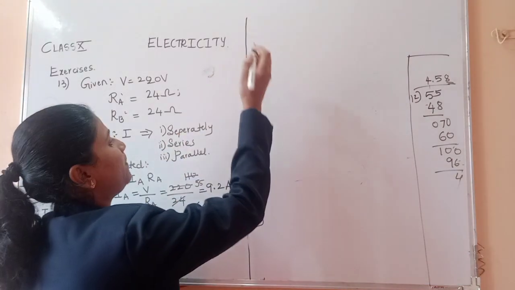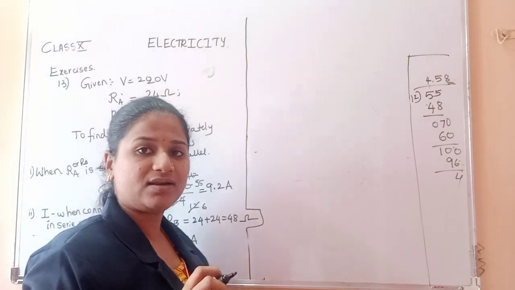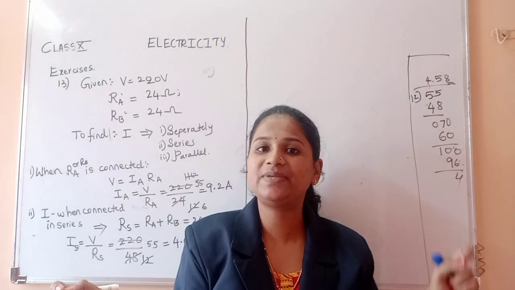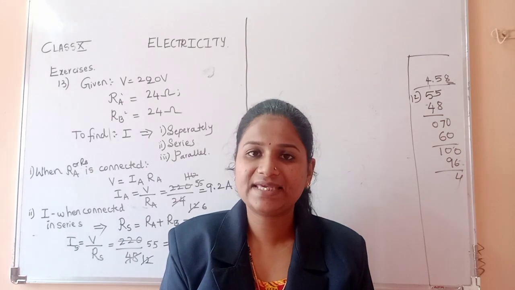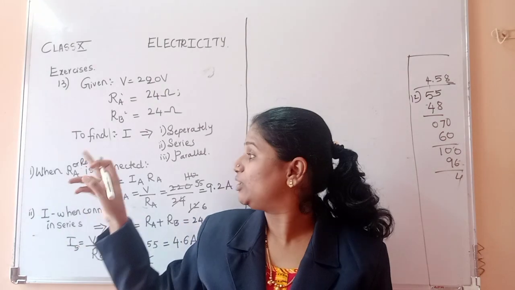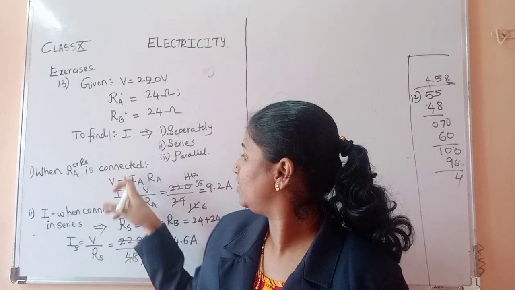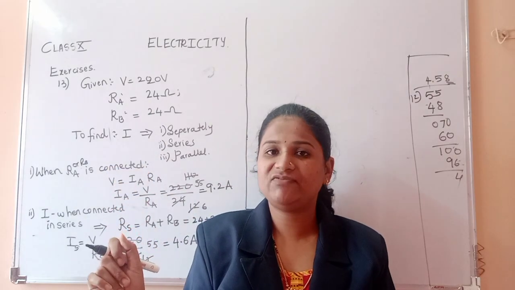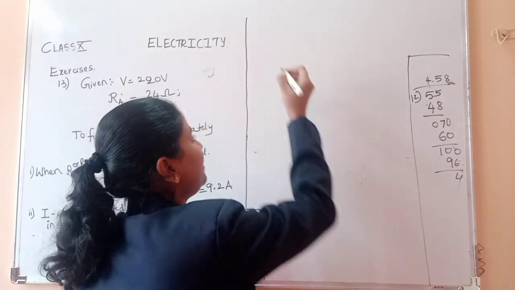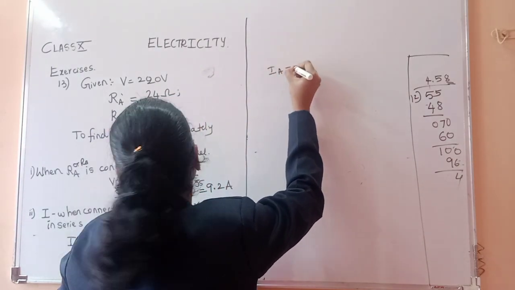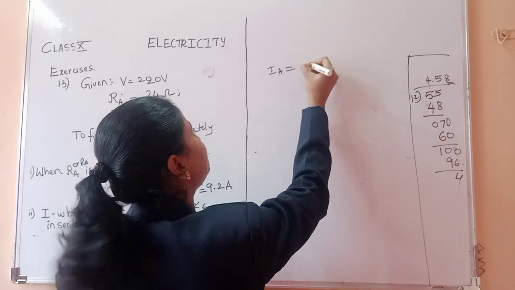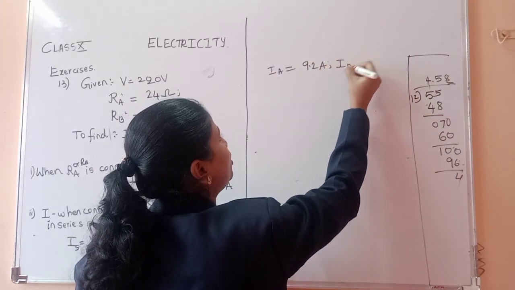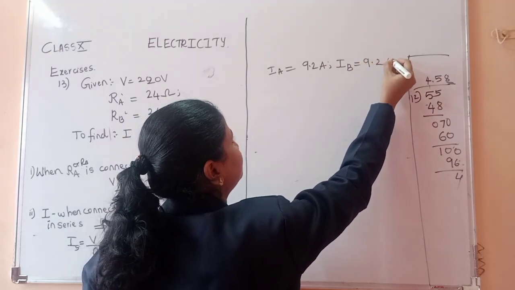Similarly, they asked in parallel. So in parallel, we know that the current will be equal to I1 plus I2, that is IA plus IB. So we got to know IA and we got to know IB. IA is around 9.2 ampere. In the same way, IB will be equal to 9.2 ampere.